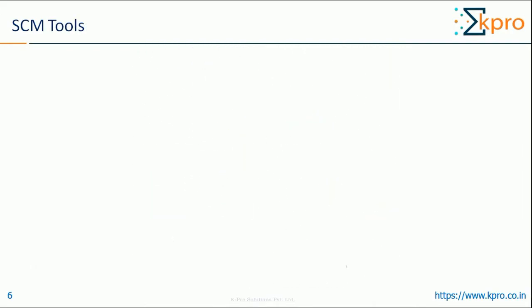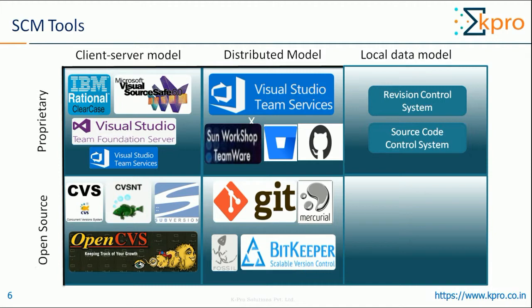Let us see some of the SCM tools available in the market. These SCM tools can be classified into three categories: client-server model, distributed model, and local data model. Let me explain what exactly the client-server, distributed, and local models are. As the name indicates, the client-server model contains a server which will be listening for clients' requests to serve. In this case, the server will hold all the code along with its metadata like versions, etc.